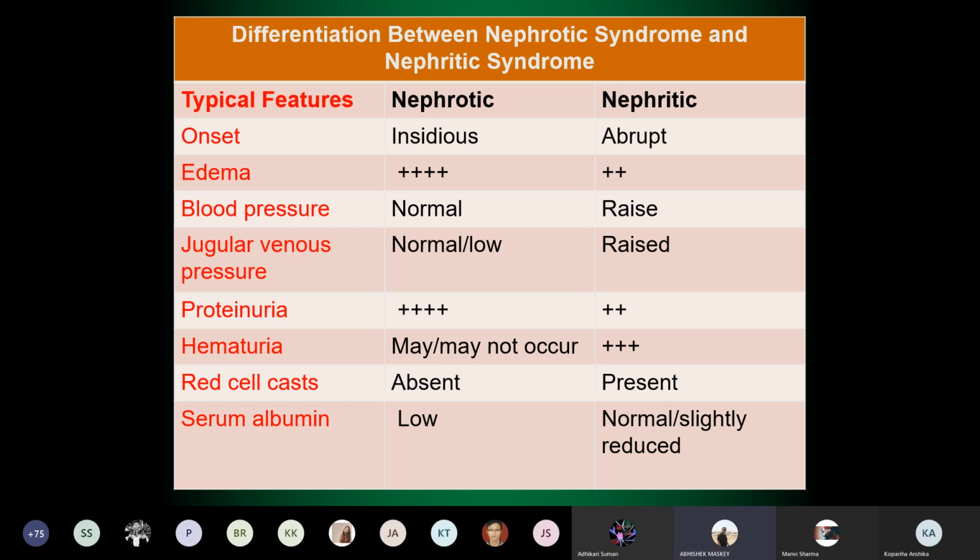Okay, so this is the picture. This is the table which shows the differentiating points. How do you differentiate nephrotic versus nephritic?